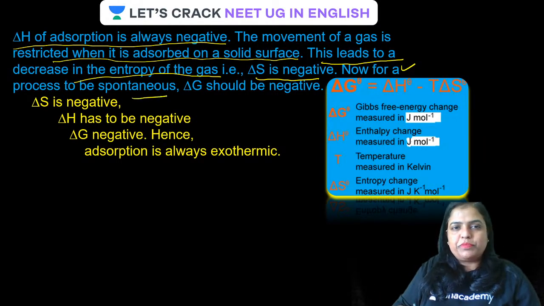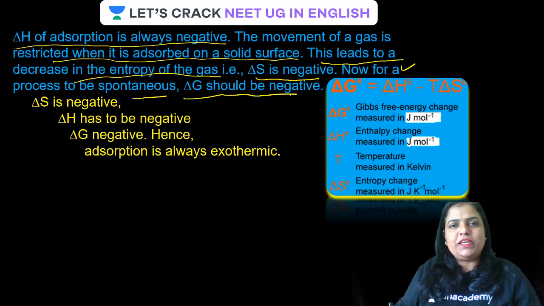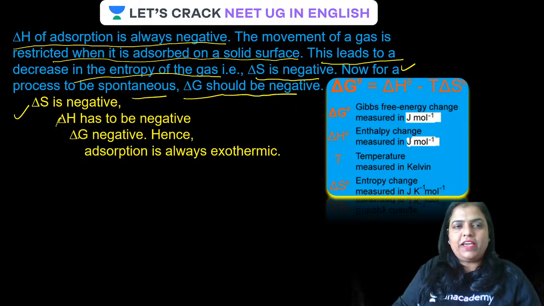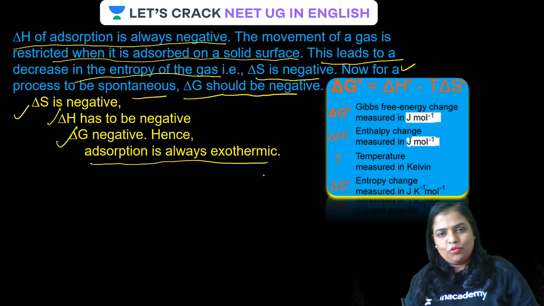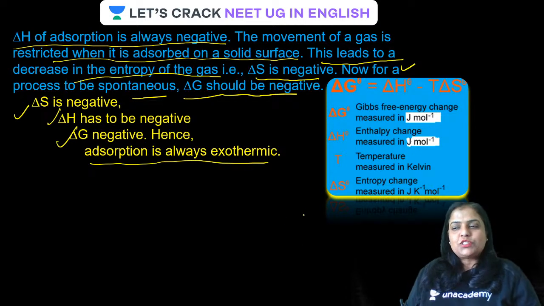Now, for a process to be spontaneous, delta G should be negative. So, delta S is negative, and delta H should also be negative. Why? So that delta G can be negative. Hence, adsorption is always exothermic.